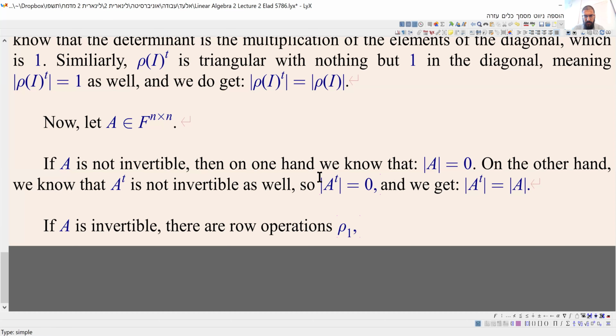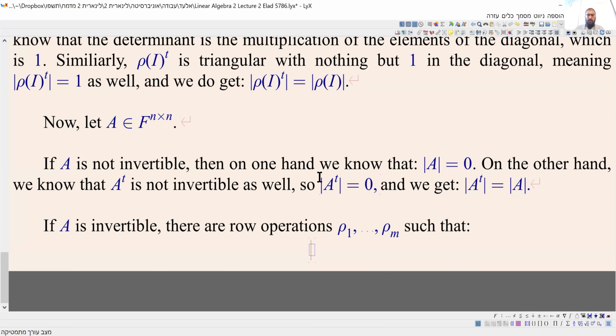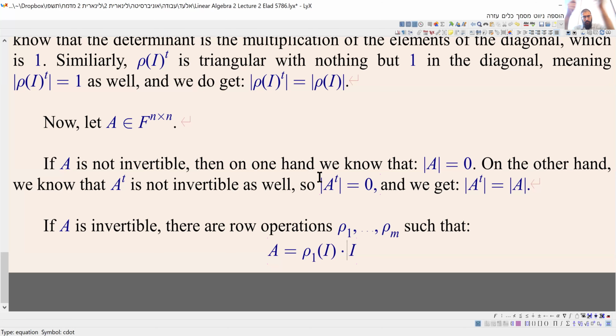row 1, etc., etc. Let's say row M, such that A is actually taking the matrix I and applying the first row operation on I, which actually means multiplying it by the corresponding elementary matrix, etc., etc. Not N, I used M. To the last elementary operation matrix.